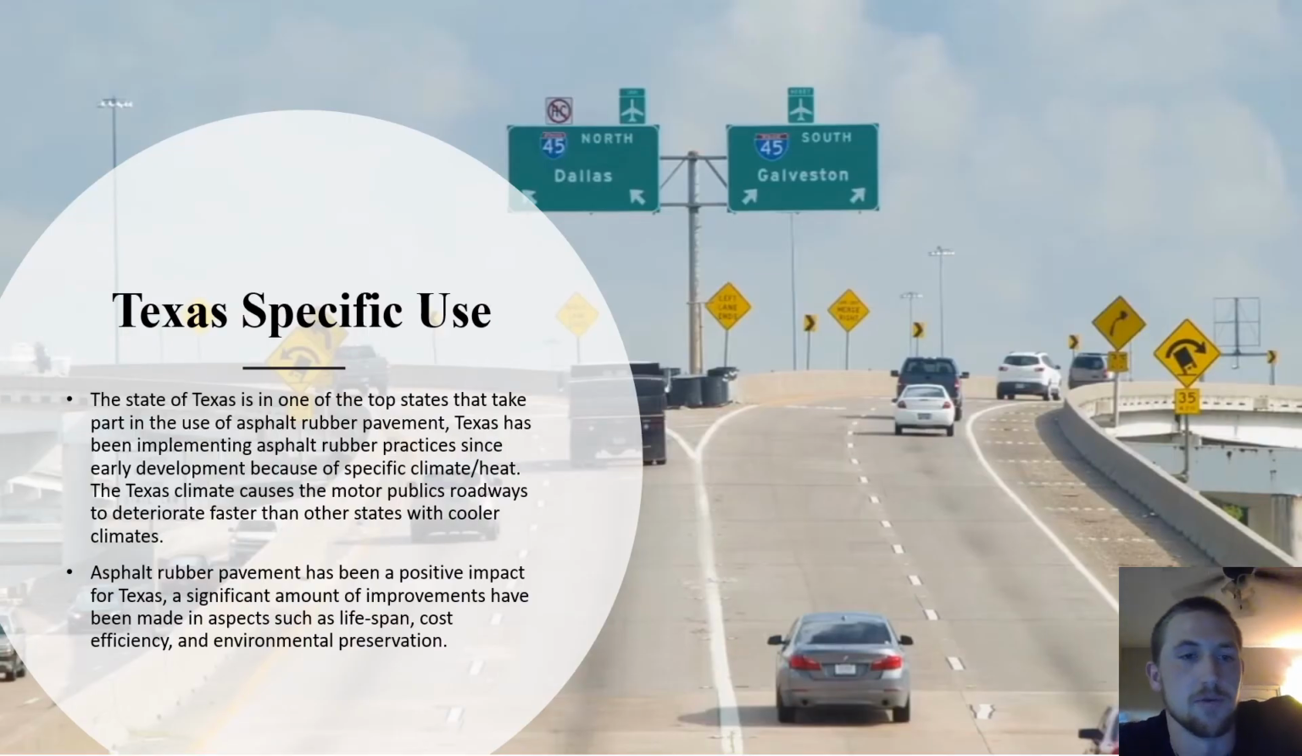Texas-specific use. The state of Texas is one of the top states that takes part in the use of asphalt rubber pavement. Texas has been implementing asphalt rubber practices since early developments because of our specific climate and heat. The Texas climate causes the motor public's roadways to deteriorate faster than other states with cooler climates. Asphalt rubber pavement has been a positive impact for Texas as well as other states. A significant amount of improvements have been made in aspects such as lifespan, cost efficiency, and environmental preservation.